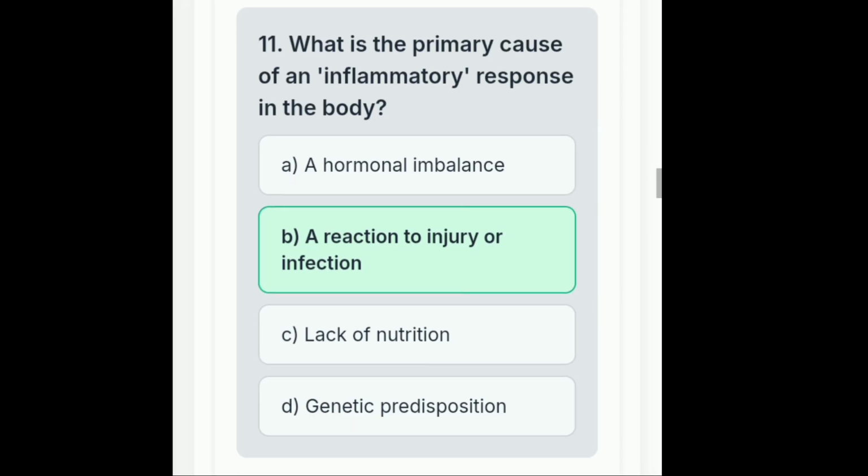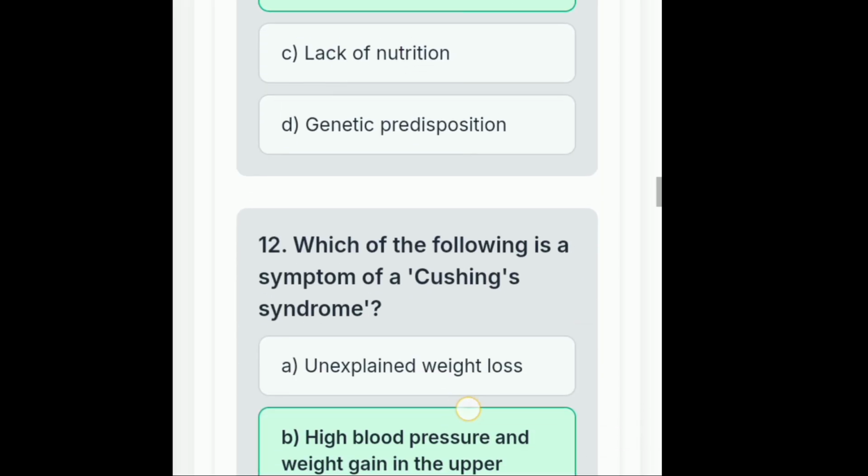What is the primary cause of an inflammatory response in the body? Option A, hormonal balance. Option B, reaction to injury or infection. Option C, lack of nutrition. Option D, genetic predisposition. So B is the correct answer.